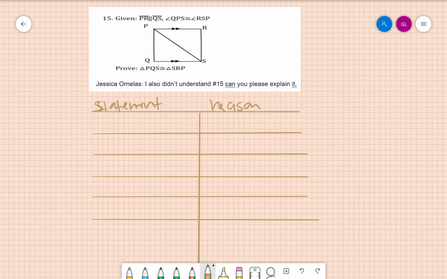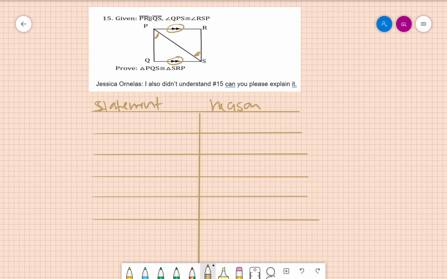So I'm sorry, they already have it. Yeah, PR is congruent to QS. They gave us those little hash marks right up here, or those little arrows, to show that those lines are parallel. Then we have that angle QPS is congruent to angle RSP. QPS, which is this one right here, is congruent to RSP. So we have those two congruent there. But I might just separate those and draw them separately in a second.